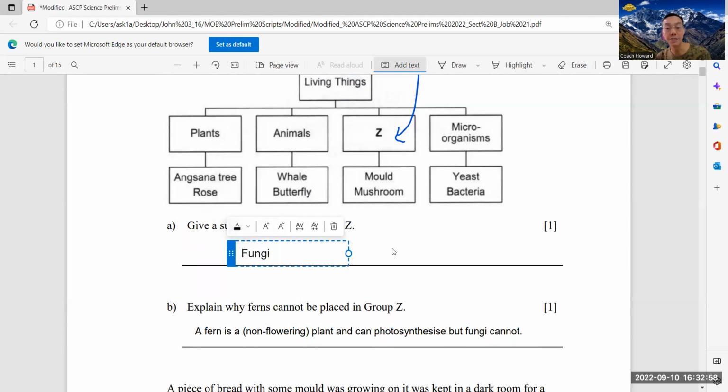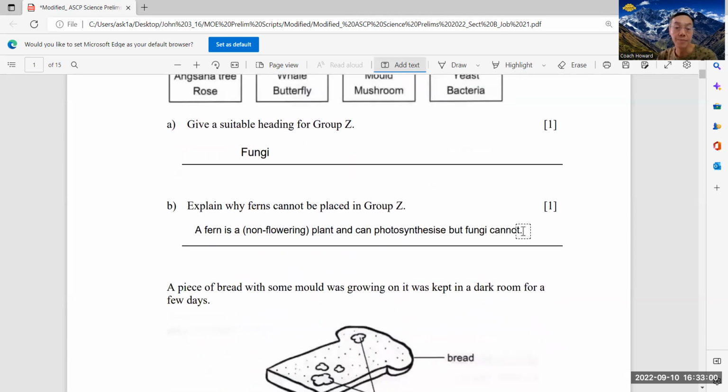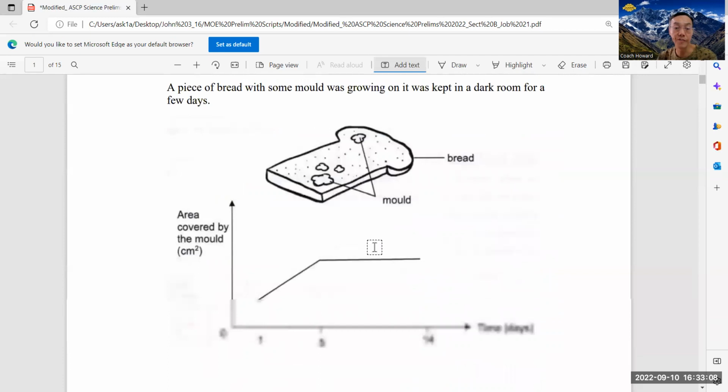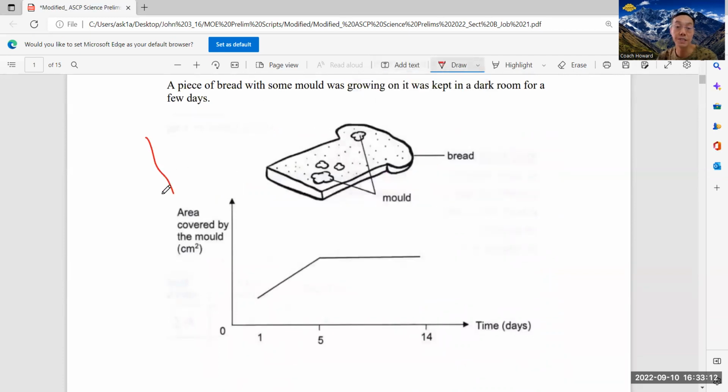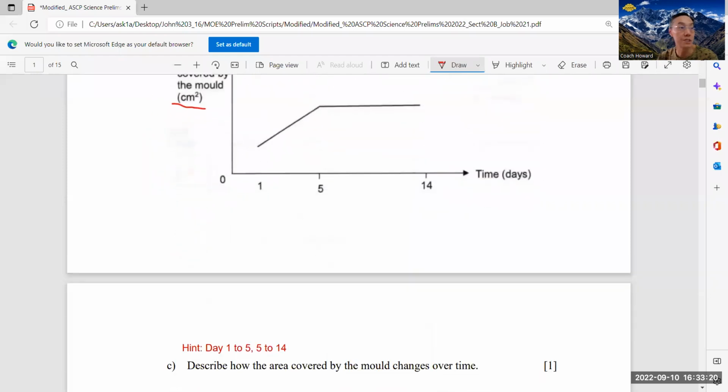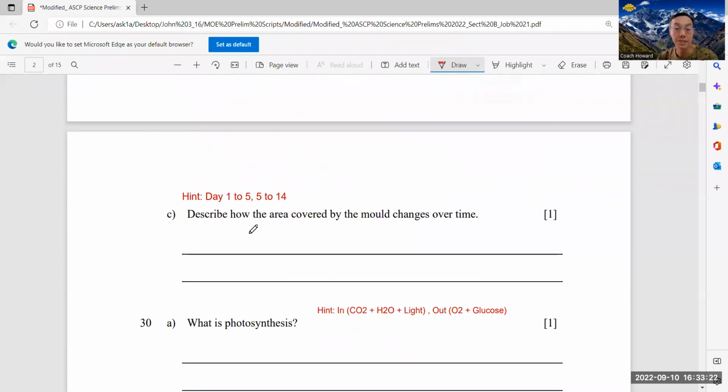Let me enlarge it. Okay, next, a piece of bread with some bread mold was growing on it and it was kept in the dark for a few days. So you notice here the bread mold is being formed, and this is the vertical axis. Area covered by the mold is in cm square. So in order to answer these questions, you must describe how the area covered by the mold changes over time.